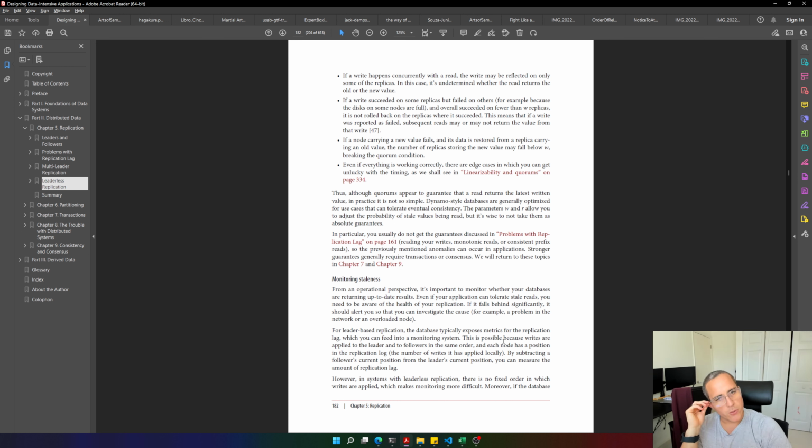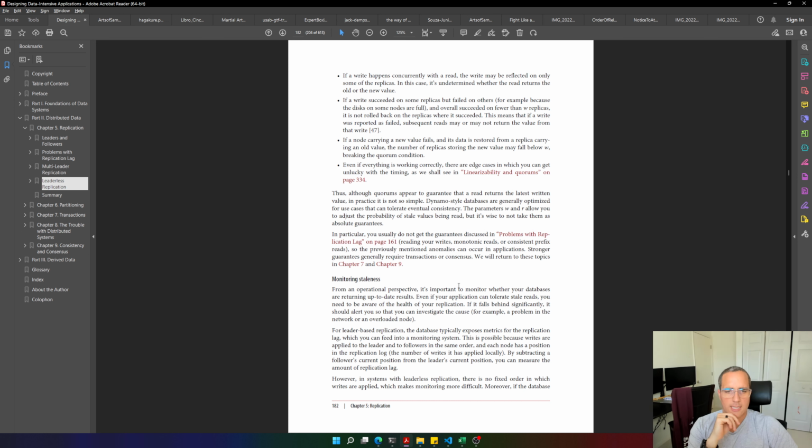In particular, you usually do not get the guarantees discussed in "Problems with Replication Lag" on page 161: reading your writes, monotonic reads, and consistent prefix reads. So, the previously mentioned anomalies can occur in applications. A stronger guarantee generally requires transactions or consensus. We will return to this topic in Chapter 7 and Chapter 9.